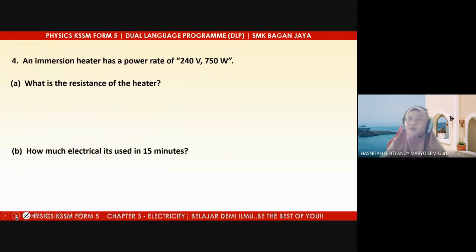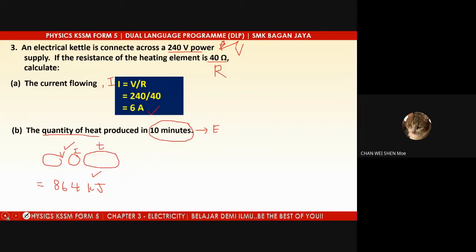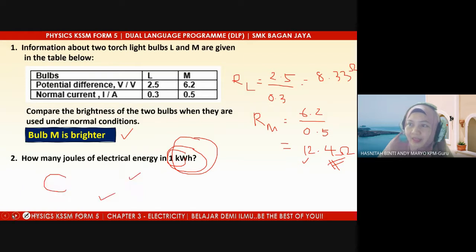Okay, number 4, students. Very fast. Number 4 now. I have a question to ask. Which one? The number one, why is the M brighter? Why is M brighter, just now?